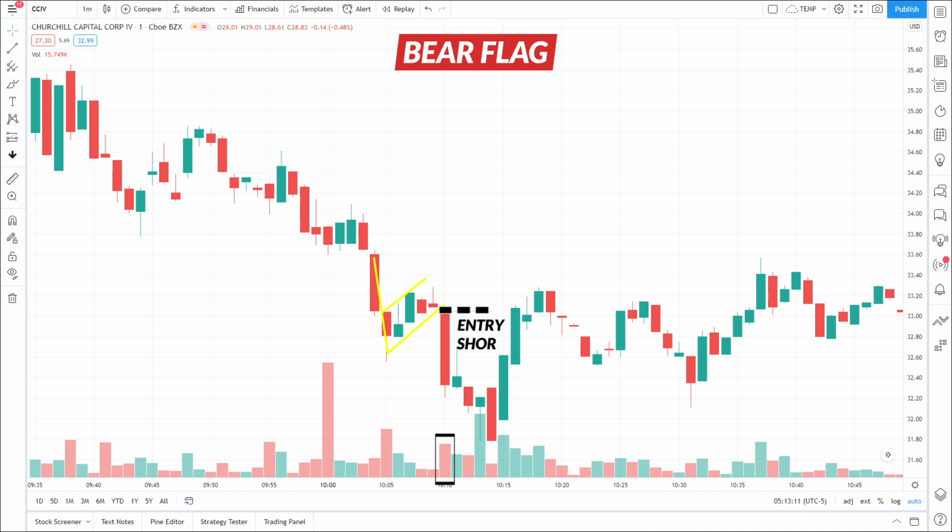We want to enter a trade short when we see volume increasing and price break downward past the bottom of the consolidation range. Our stop loss when trading bear flags shall be set above the highest point of the consolidation range to ensure we do not get shaken out of our position unnecessarily.